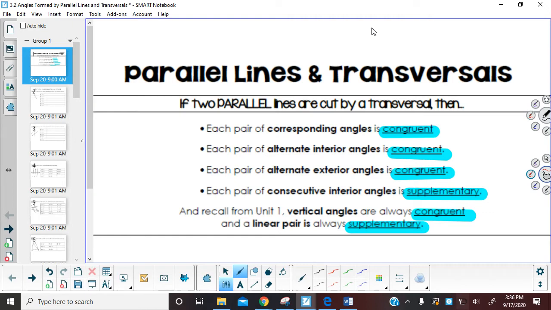So first off, if you have those parallel lines, each pair of corresponding angles are congruent. If the lines are parallel, alternate interior angles are congruent. If we are looking at lines that are parallel, alternate exterior angles are congruent. The only ones that are not congruent are the consecutive interior angles.